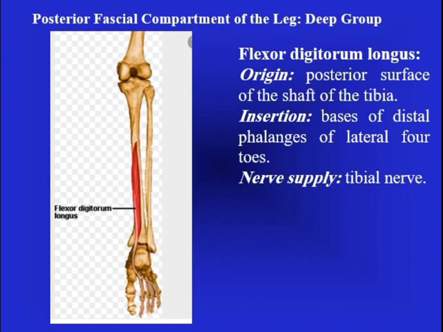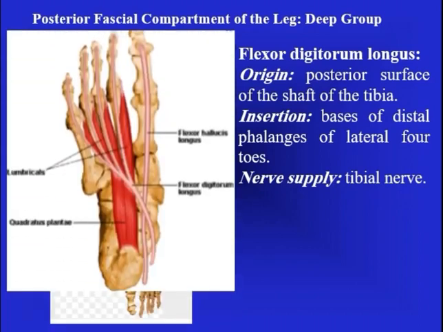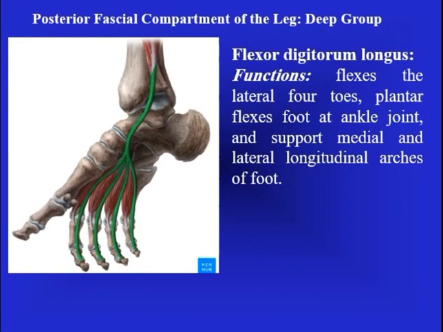Regarding flexor digitorum longus, it originates from the posterior surface of the shaft of the tibia and is inserted into the bases of the distal phalanges of the lateral four toes. It contains four slips, each slip for one toe, supplied by the tibial nerve. These are the slips of flexor digitorum longus. The main function of the flexor digitorum longus is flexion of the lateral four toes and plantar flexion of the foot at the ankle joint. It also supports the medial and lateral longitudinal arches of the foot.